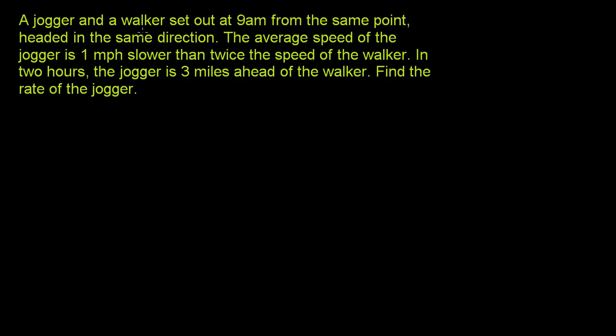A jogger and a walker set out at 9 a.m. from the same point, headed in the same direction. The average speed of the jogger is 1 mile per hour slower than twice the speed of the walker. So that's going to be an equation right there.